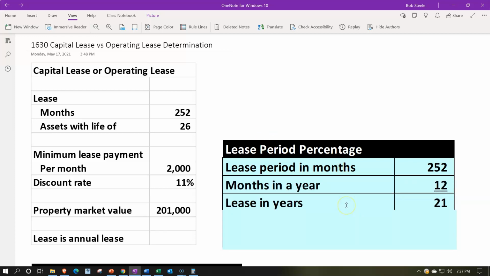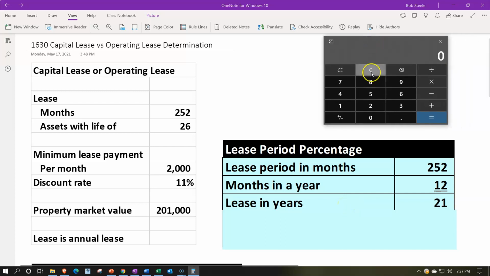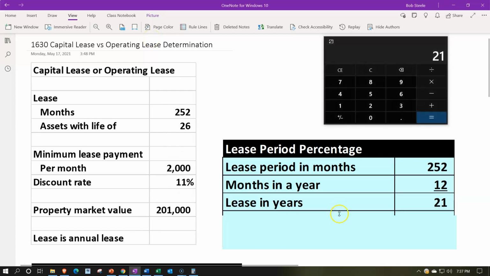So the 252 divided by 12 would be the 21 years. So again, we just locked into the months. So the 252 divided by 12 is going to be the 21 years. Then we have the asset with a life of 26 years.